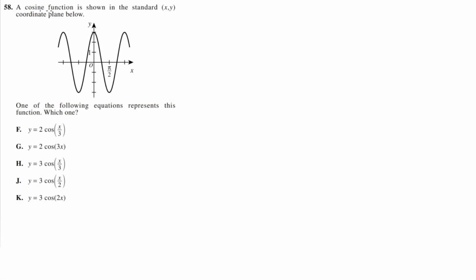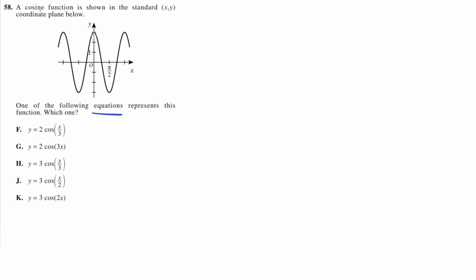A cosine function is shown in the standard coordinate plane below. One of the following equations represents this function. Which one? So we need to find which of these cosine equations models this graph. So the first thing we can look at is the amplitude.